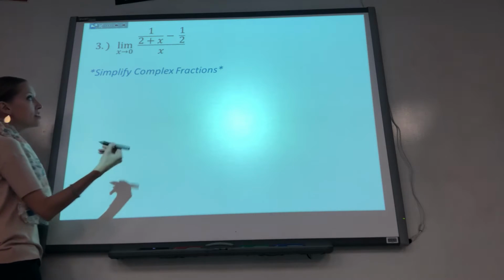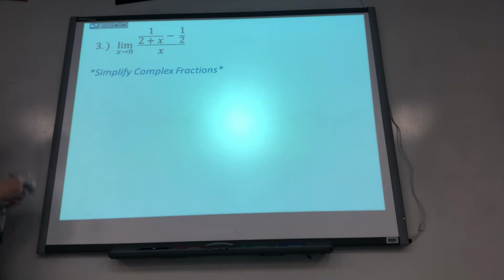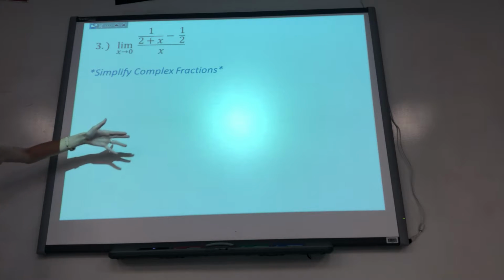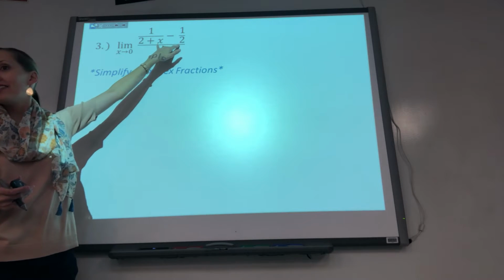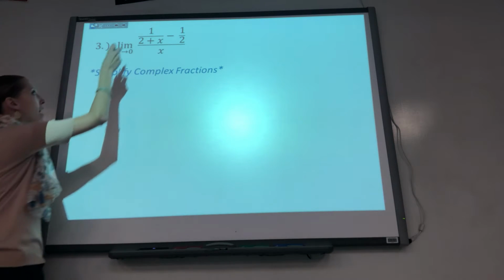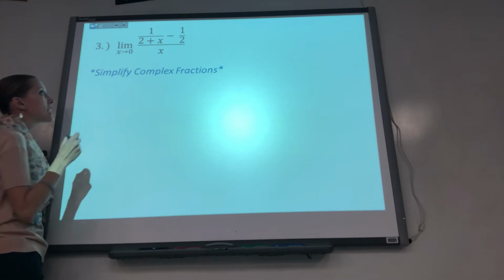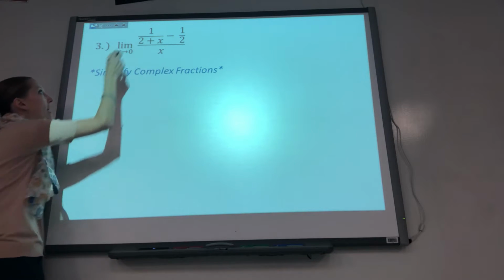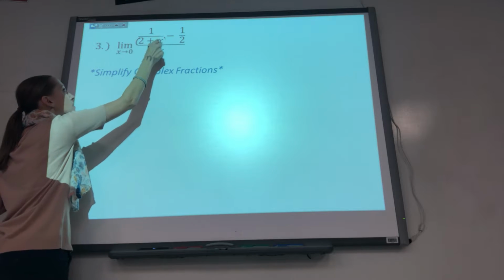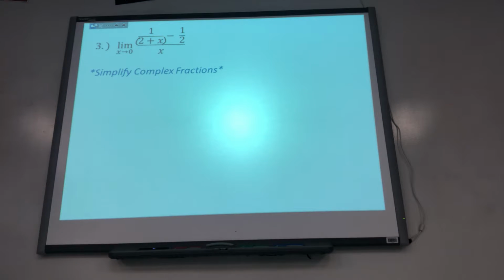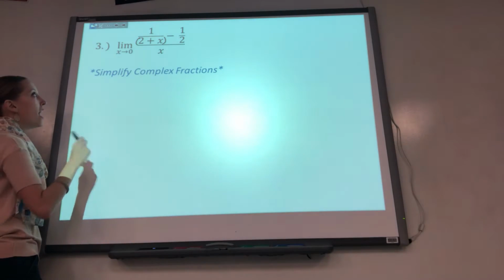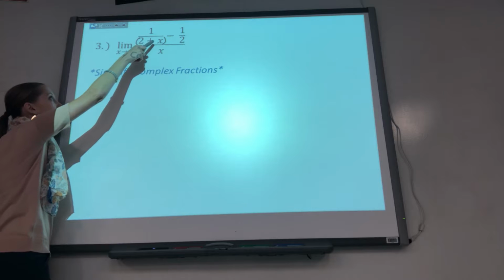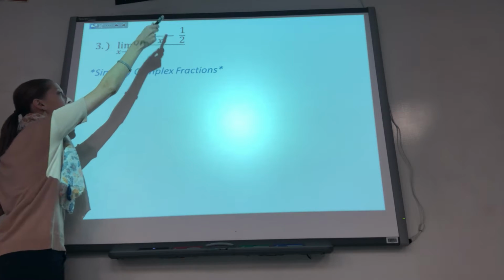Now, when we do this, what you wrote down earlier said we're going to multiply the top and bottom by the LCD of the fractions. And the fractions that I'm talking about are these fractions on top. We need to figure out, and I like to put parentheses around that since it's a binomial, we have to figure out what the LCD is of 1 over 2 plus x and 1 over 2.